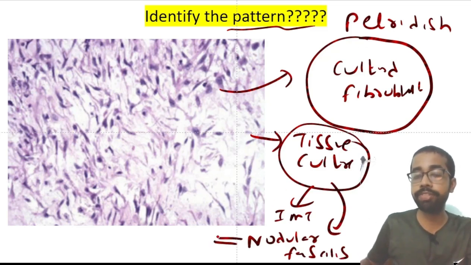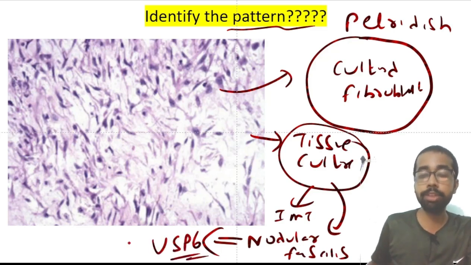And just because I am asking about nodular fasciitis, can you tell me which rearrangement? Right? Yes, is it USP6? If it is USP6, which other tumor is associated with USP6? Aneurysmal bone cyst. Hope you remember that.